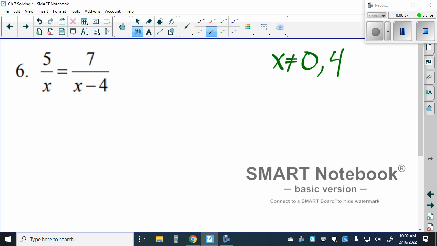All right. Now the next thing we need to do is find the least common denominator, what we're going to multiply everything by. x times x minus 4. Yes.